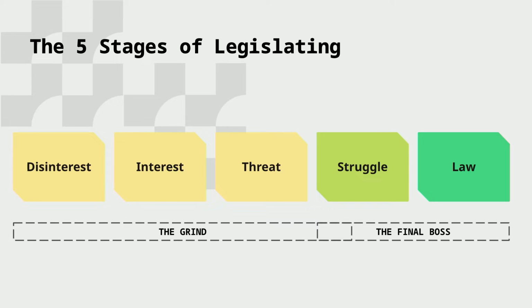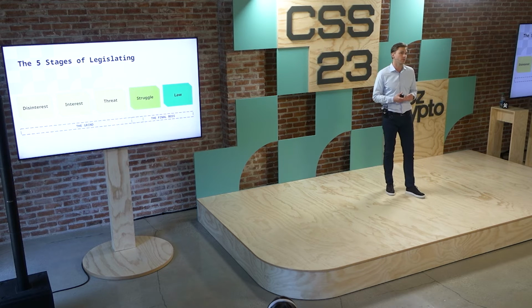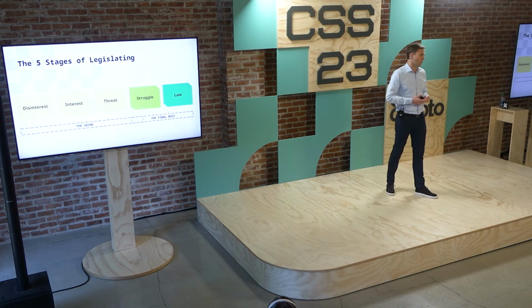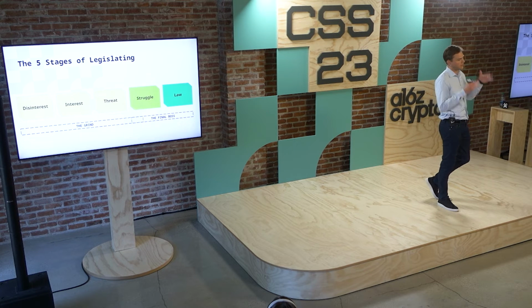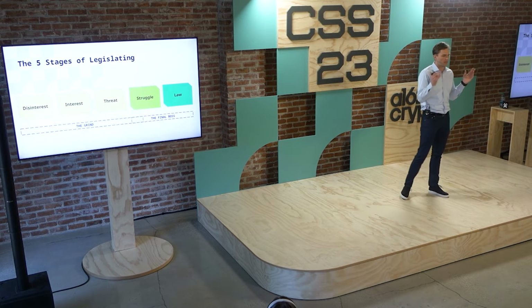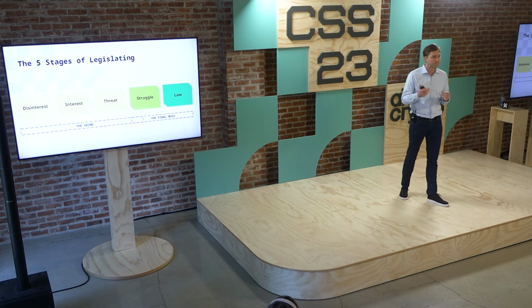All right, so this is my framework for the 5 stages of legislating. Think of this as kind of like the 5 stages of grief. Crypto is actually a really wonderful example for this. So when crypto first started, think early 2010s, right? There was a lot of disinterest from DC. People were like, oh, cool, look, these guys are creating funny internet money. I don't really care. It's not going to become this big thing, right?